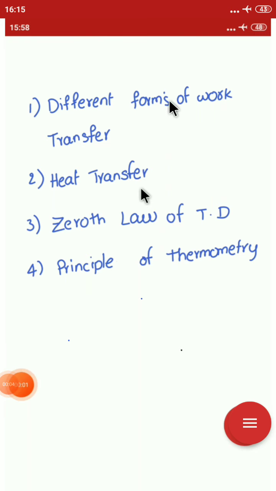Today our discussion in this video is about: first topic is different forms of work transfer. Second topic is the heat transfer. Third topic is the zeroth law of thermodynamics. Fourth topic is the principle of thermometry. We will see one by one.